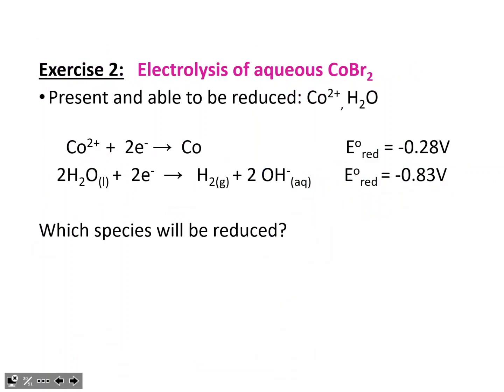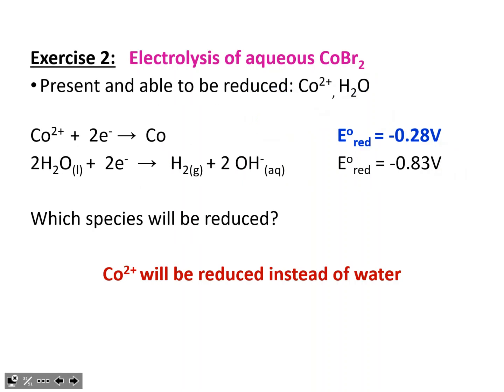Now for the example here, we're looking at the electrolysis of aqueous cobalt(II) bromide. For cobalt(II) bromide in solution, you basically have cobalt, you have bromide, and you have water all in solution. The cobalt and the water have the ability to be reduced by their reduction potentials up here, their half reactions and their potentials. Out of these two, which one has the more positive reduction potential? The cobalt does. So the species that's actually going to be reduced out of those two is the cobalt. Cobalt will be reduced instead of water in that particular instance, and that's because it has a more positive reduction potential.